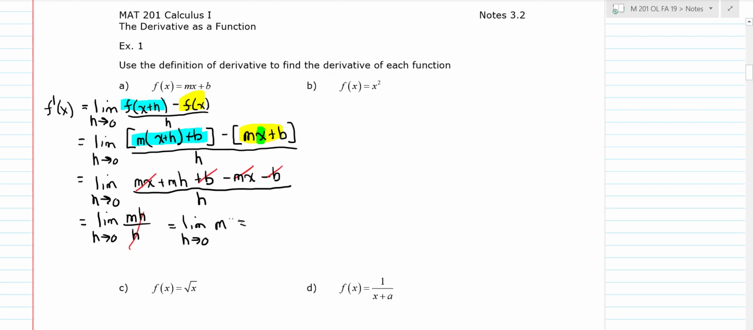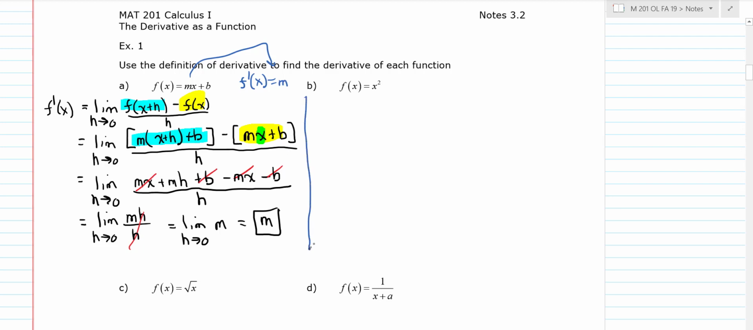Anytime you have the limit of a constant, it's just that constant. I like to show this example because hopefully it'll make sense to you. What is the slope of this line? That slope is m. The slope of the tangent line will always be the same as the slope of the line in this particular problem. That's a good illustration to show students. So we expect that derivative to be m.